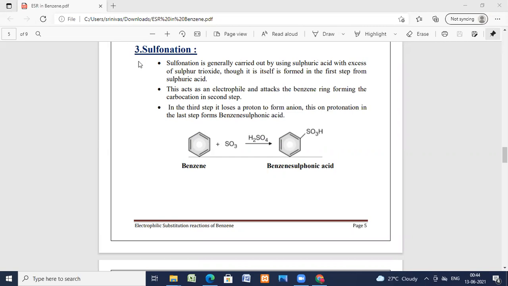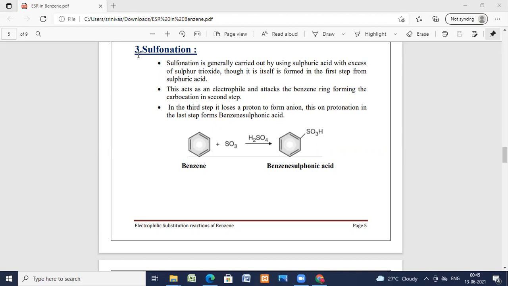Today's session, the learning objective is sulfonation, electrophilic substitution in benzene. In electrophilic substitution in benzene, I've explained to you about nitration and chlorination. Electrophilic aromatic substitution reactions. In substitution reactions, we have nucleophilic, electrophilic, and free radical.